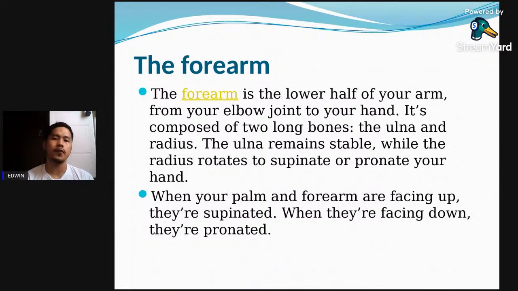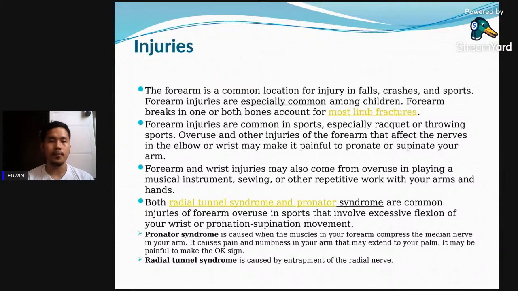It's composed of two long bones, the ulna and radius. The ulna remains stable while the radius rotates to supinate or pronate your hand. When your palm and forearm are facing up, they are supinated. When they are facing down, they are pronated.